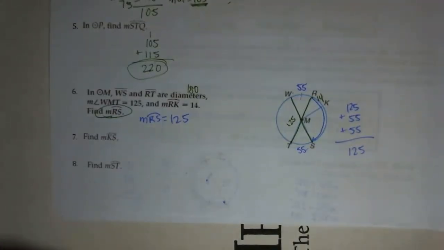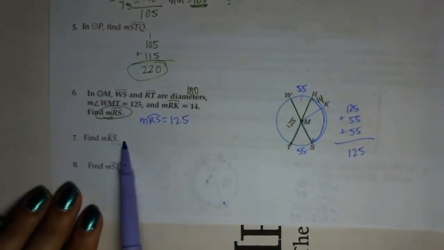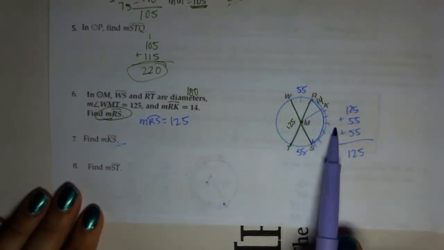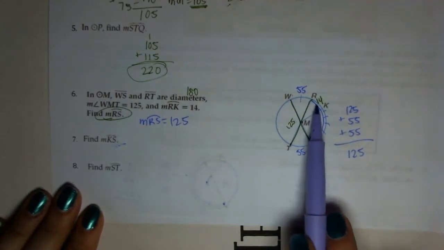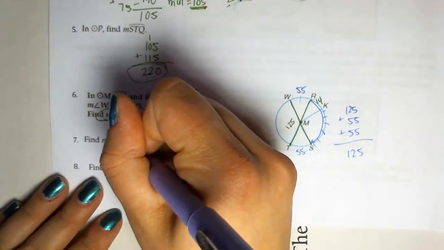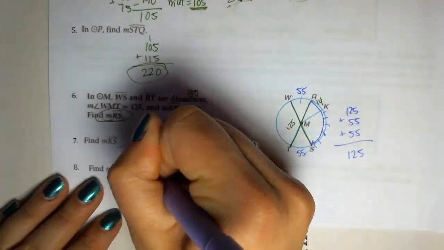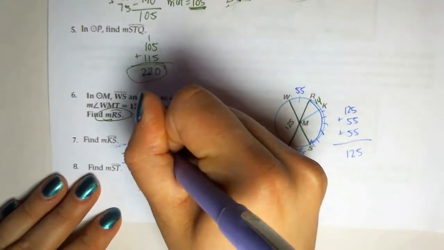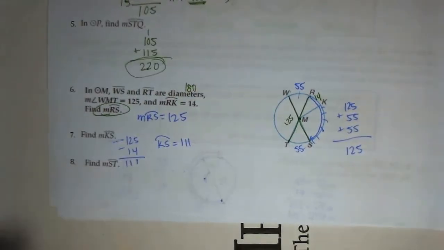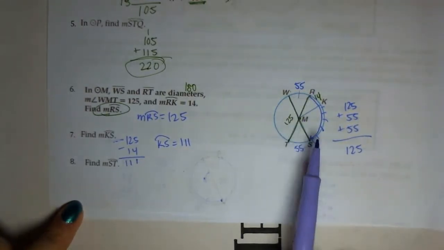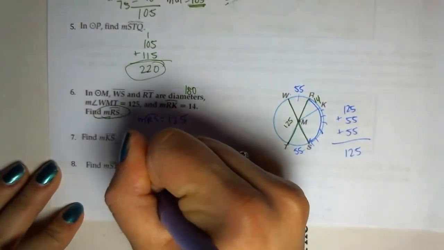So now it wants me to find just KS, this one. So if I already know RS, and I also know RK, which is part of RS, is 14, I can do RS minus RK to find this opening. So 125 minus 14. I know that KS is 111. All right. And then lastly, ST, which we already found because we used our central angle and our diameters to figure it out. We know that arc ST is 55.